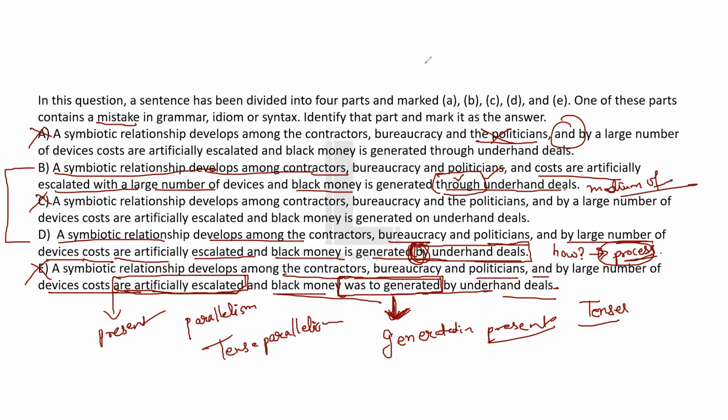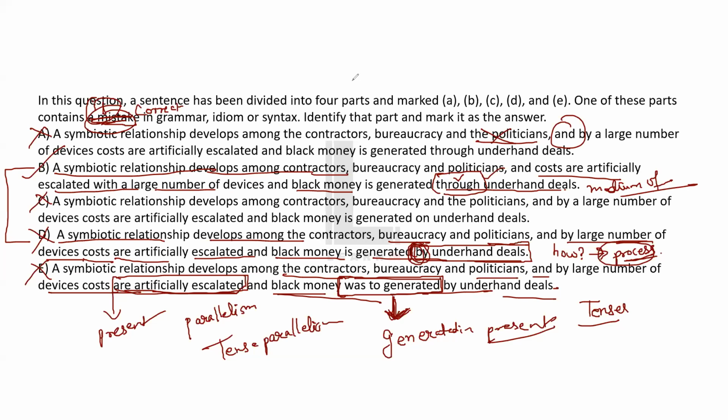Which one is correct? True. Right, B would be the correct answer. This was a mistake, right? One of these parts is correct in grammar. We had to choose, right? Yes, "devices' cost" is right.